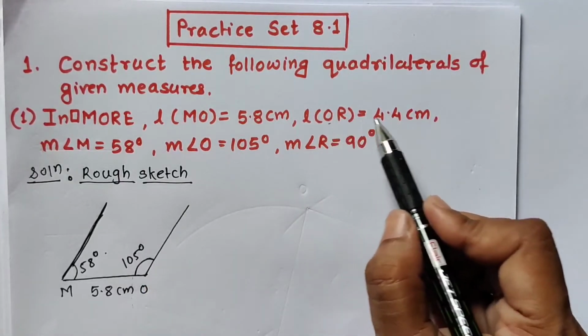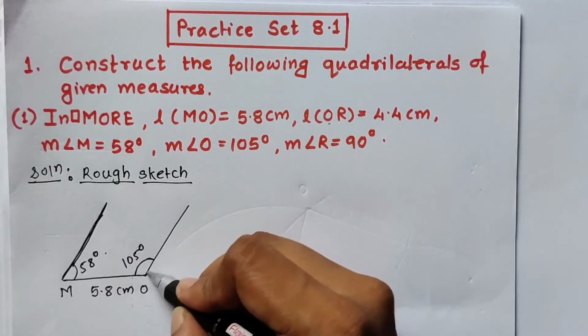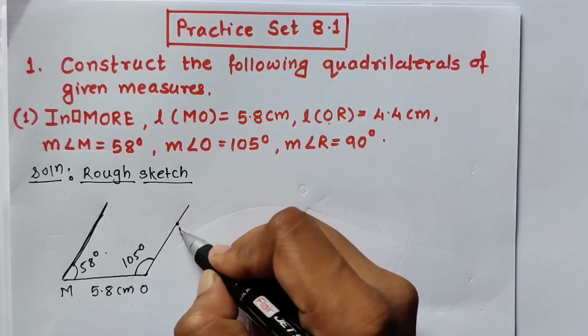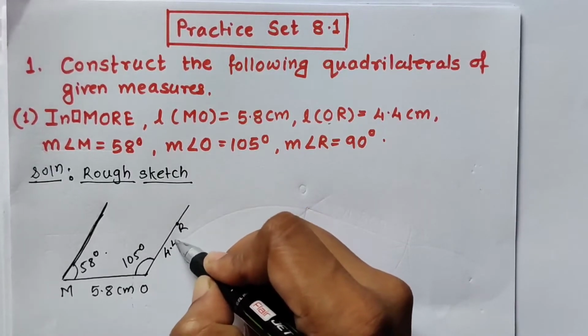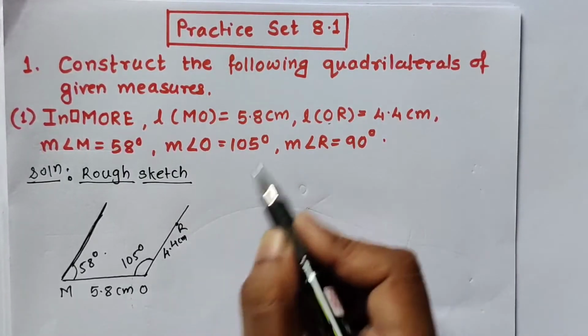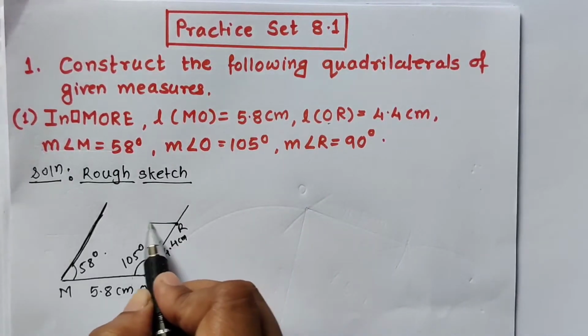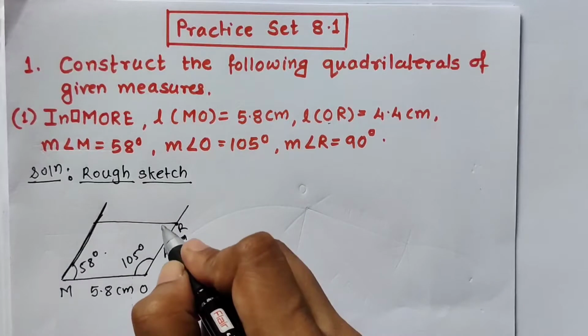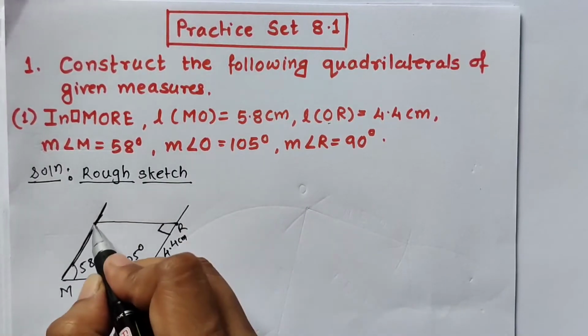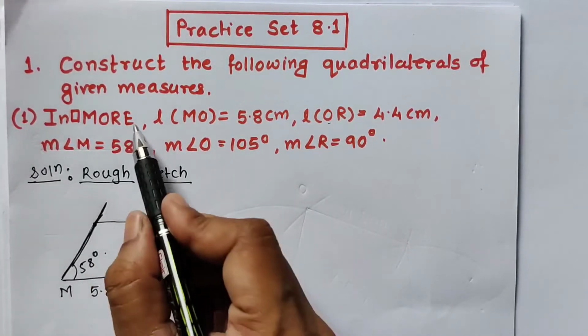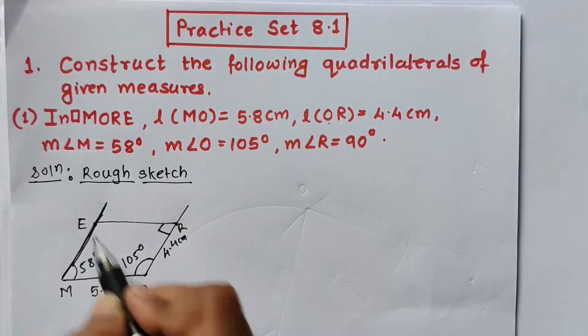Then what is given to us? OR is 4.4. From O to R, I can take R here. It is 4.4 centimeters. And angle R is 90 degrees. From R we can draw a ray which is at 90 degrees. And the last point is E, MORE.